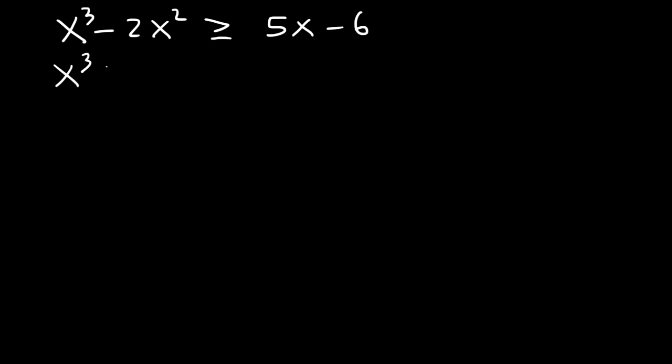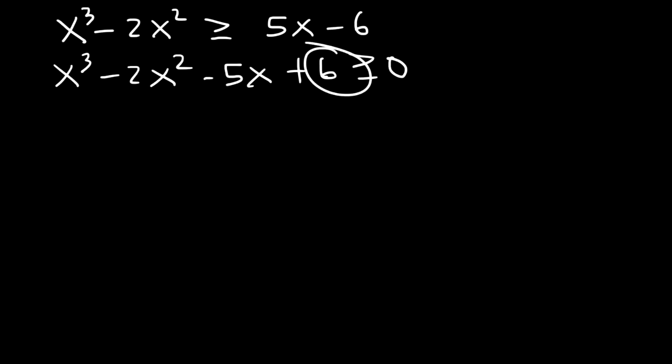Let's work on one more problem. Let's say that x cubed minus 2x squared is greater than or equal to 5x minus 6. Go ahead and try that. So just like before, let's move everything to the left side. And then let's factor. So we can't factor by grouping. So we need to use the rational zero theorem to list the possible rational zeros.